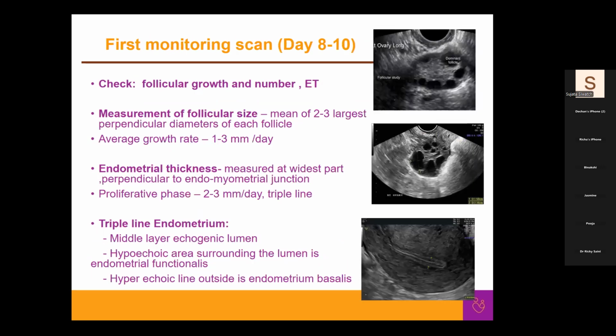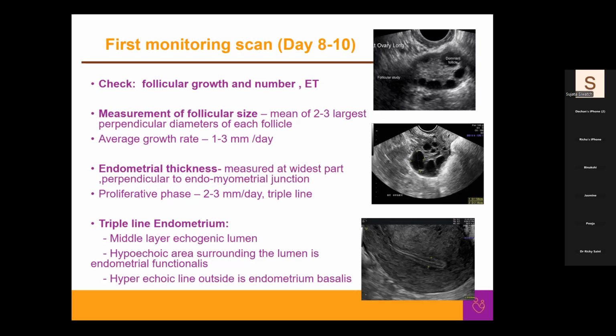Then coming to the monitoring. So after starting our protocol, whether it is letrozole or the gonadotropin alone or in combination, we have to start monitoring, which is generally done on day 8 to day 10. And we have to look for the follicular growth, number and the endometrial thickness. How to measure a follicle size? We have to take the 2 or the 3 dimensions and we have to take the mean of that. The average growth of the follicle is 1 to 3 millimeter per day in the follicular phase.